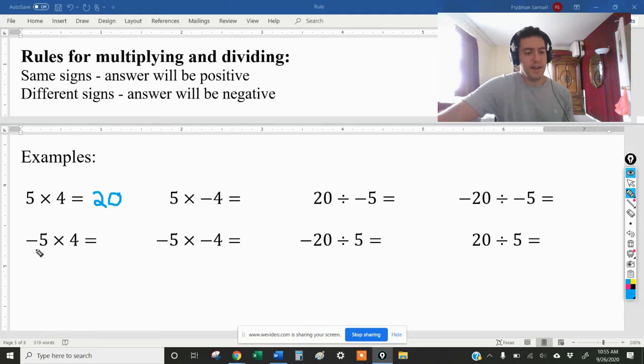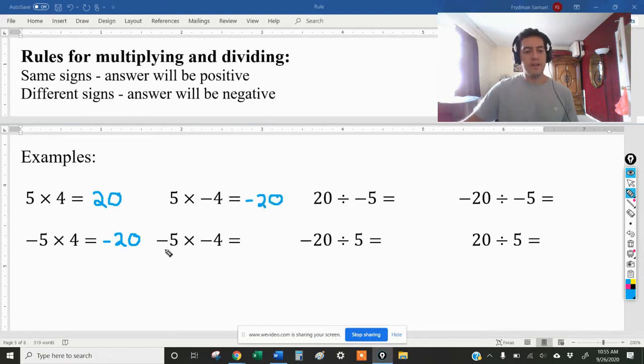What about this one? Negative 5 times 4. So we have a negative times a positive, so the signs are different, and if we have different signs, then the answer will be negative. So that one is going to be negative 20. Okay, 5 times negative 4. Again, we have different signs. One is positive, one is negative. So that's going to give us a negative answer. So this would also be negative 20.